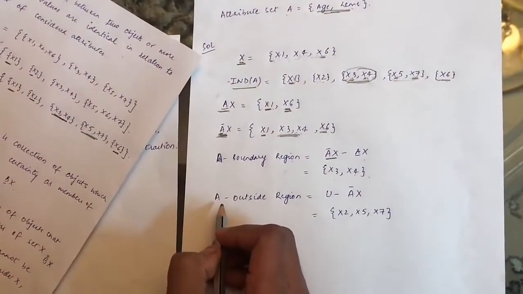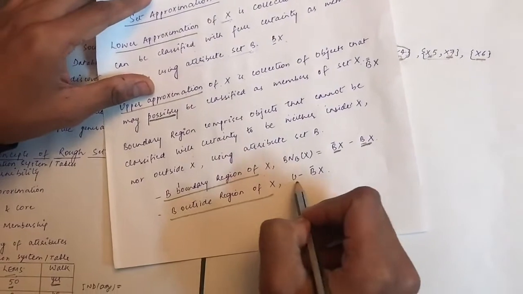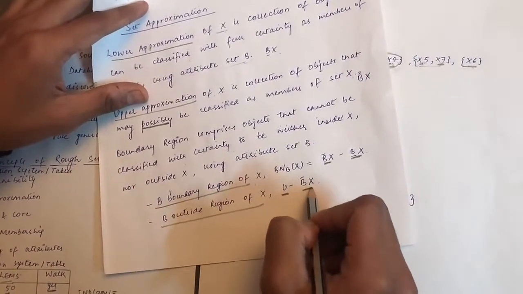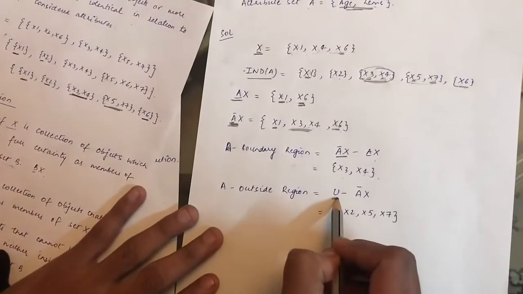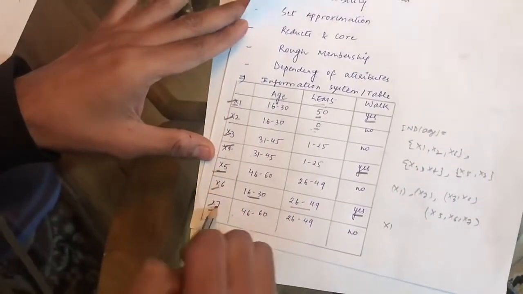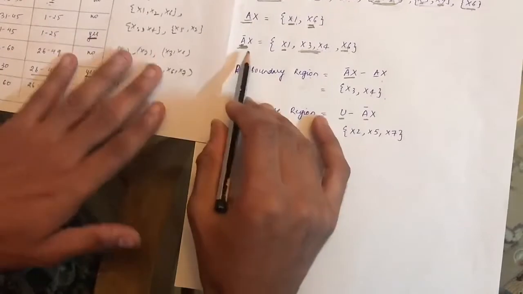Okay. So there is one more thing, B outside region of X. We have a simple formula for that too. That is universal set minus upper approximation of X. So universal set consists of all the values of X, that is x1, x2, x3, x4, x5, x6, x7. So we'll subtract the upper approximation of X from it.